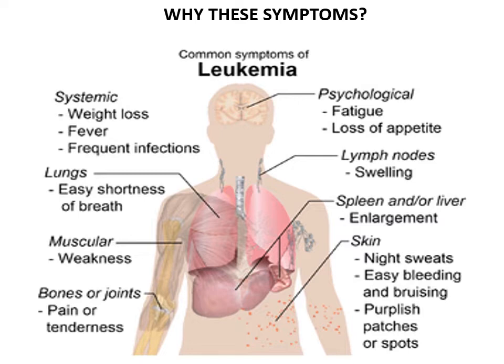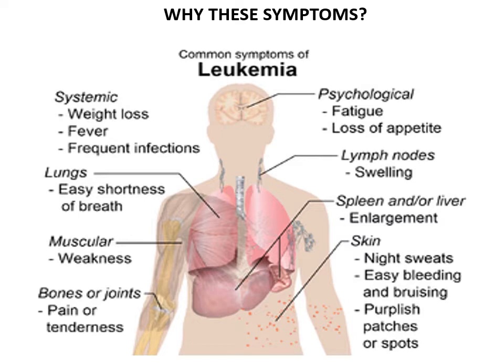Let's go to psychological. So fatigue, again, that's going to be caused by anemia, loss of appetite because of the cancer, right? Leukemia is a cancer, so it releases a lot of factors in the bloodstream that cause you to lose your appetite. Lymph node swelling. Well, the lymph nodes are part of the immune system, and they're going to become filled with all these cancerous white blood cells. So lymphadenopathy or lymph node swelling.